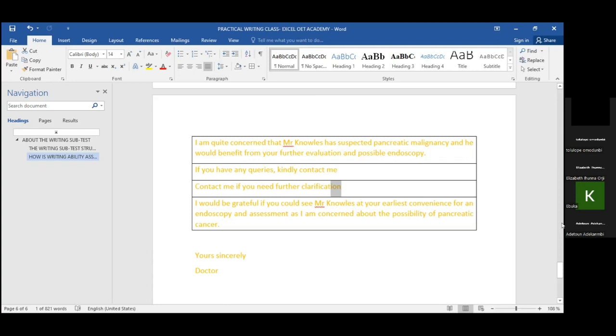Write just "nurse" or "doctor", anyone. If you write "Yours sincerely", leave a space, and then write "Doctor". No need to write your name. OET does not need your name.